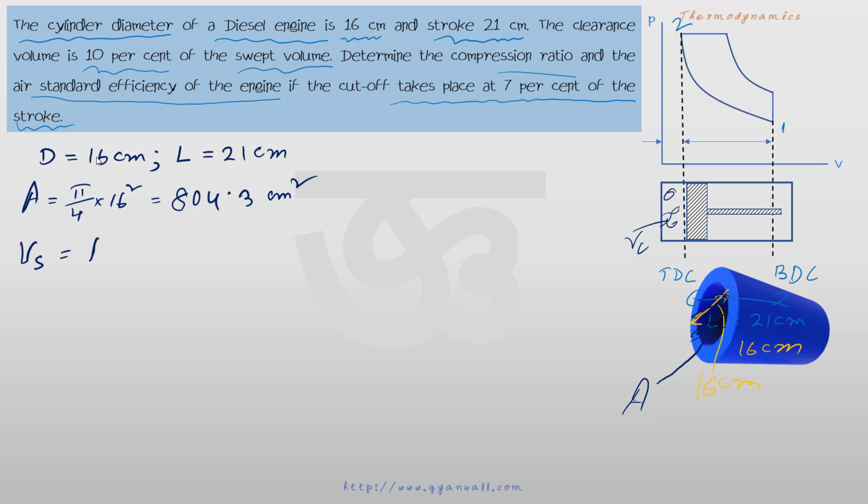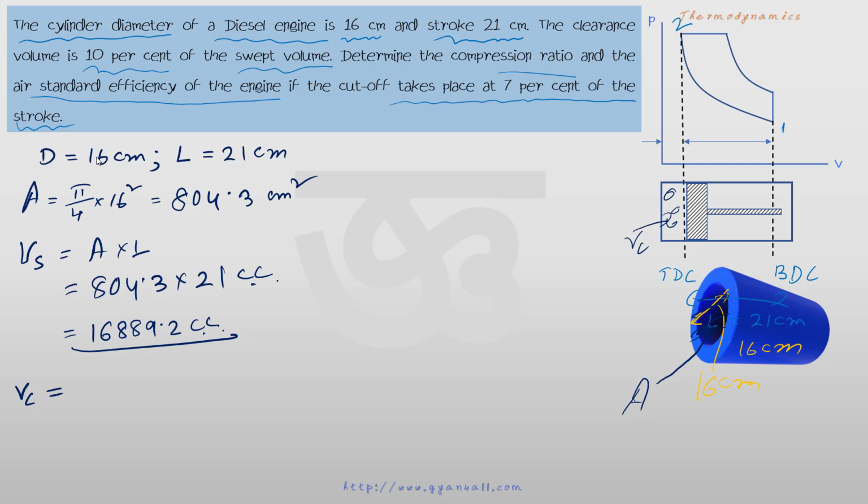Now Vs, stroke volume, is equal to area into length of the stroke. So this is equal to 804.3 into length of the stroke, which is 21. So this is in cc, cubic centimeter, and that is equal to 16889.2 cc. So Vs we found out. Now what is Vc? Clearance volume is 10% of the swept volume. In the problem it is given. So this is 10% of Vs, so it will be equal to 168.92 cc.